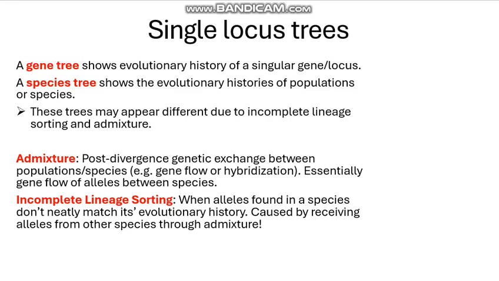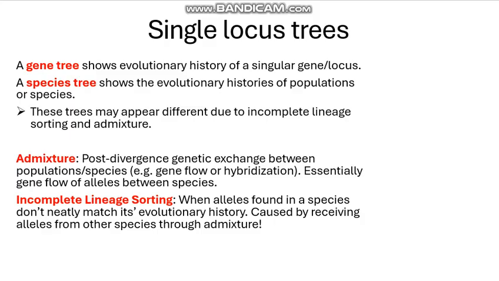A gene tree shows the evolutionary history of a single gene or locus, which we talked about last time for the genetic methods, but a species tree shows the evolutionary history of populations or species. These trees may appear different due to lineage sorting and admixture, however. Admixture refers to the post-divergence genetic exchange between populations or species, so for example gene flow or hybridization.